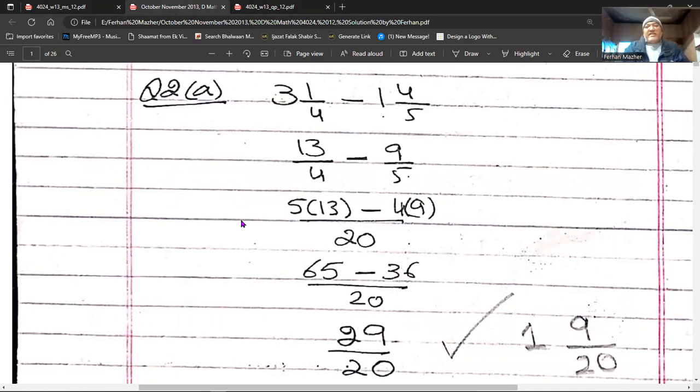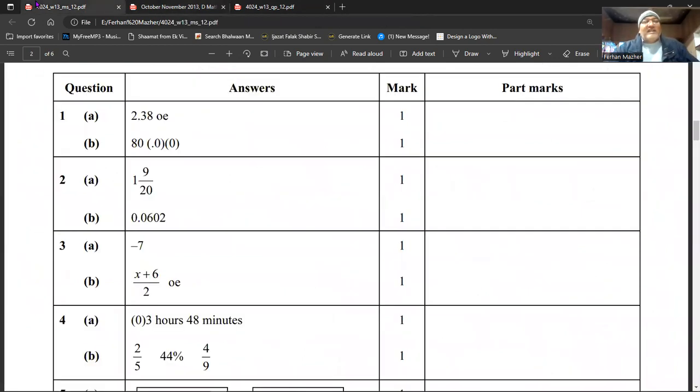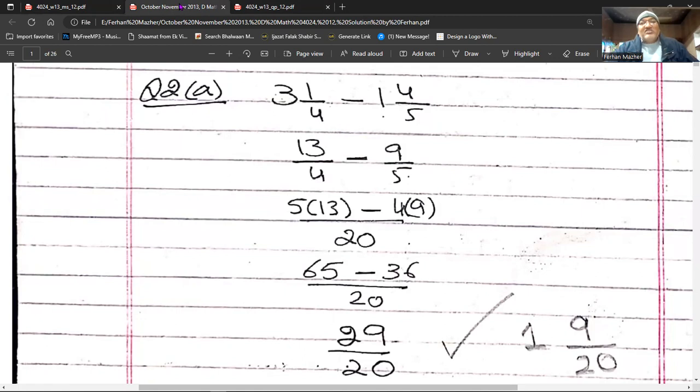The LCM will divide with the first denominator, and you will get 5. 5 will multiply with the first numerator, that will be 5 into 13. Then divide the LCM with the second denominator, which is 5. So 20 divided by 5, that will be 4. That 4 will multiply with the second numerator, so 4 into 9. So you will have 5 into 13 minus 4 into 9, and the whole thing divided by 20. So you will get 65 minus 36, whole thing divided by 20, and you will get 29/20, and that will be 1 whole 9/20. The answer is right, and this is the solution.